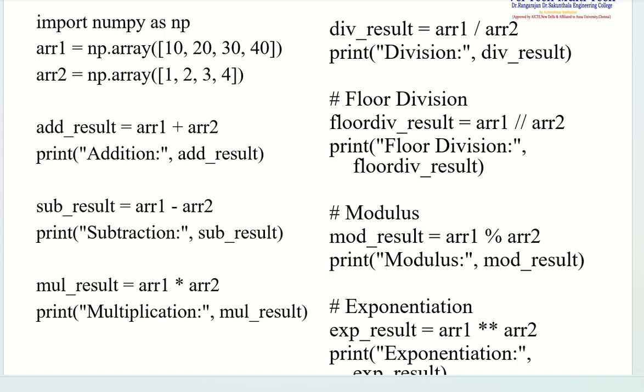We'll see the example in Python. Import NumPy as np. We are giving two arrays. Array 1 is equal to np.array 10, 20, 30 and 40. Then array 2 is np.array 1, 2, 3 and 4. Now we are going to perform the addition operation. So add result is equal to array 1 plus array 2. Then for subtraction, array 1 minus array 2. Then for multiplication, array 1 into array 2. Then for division, array 1 divided by array 2. For floor division we are using floor division of array 1 by array 2, then finding the modulus, and the last one is for finding exponentiation.